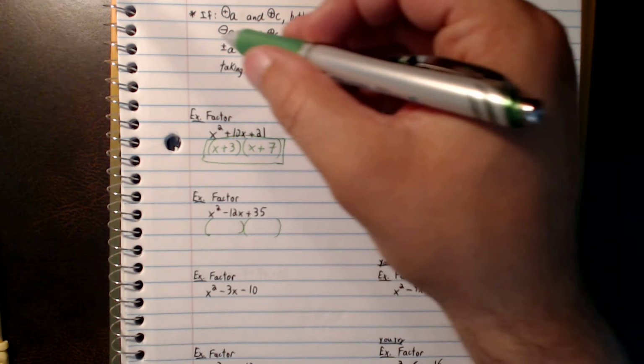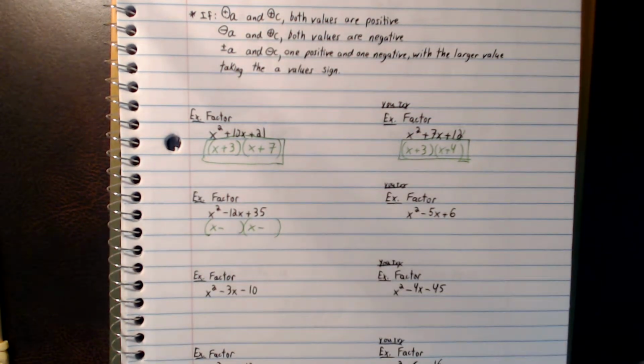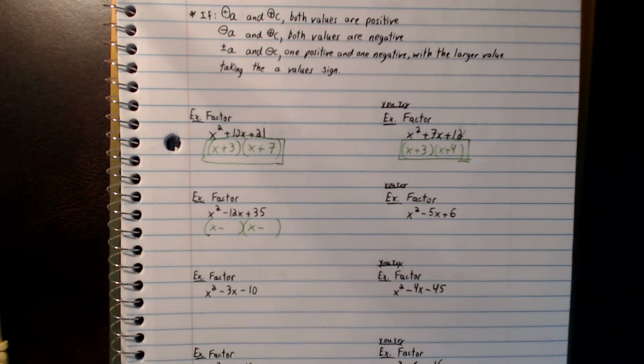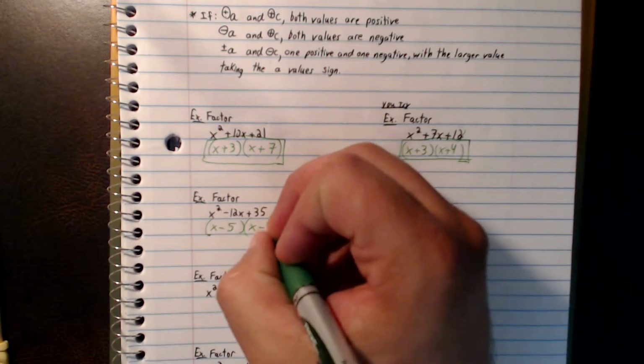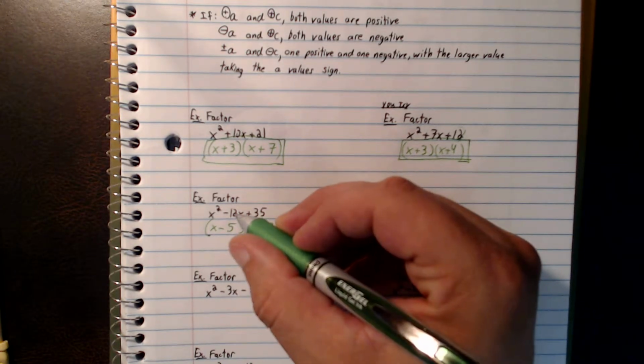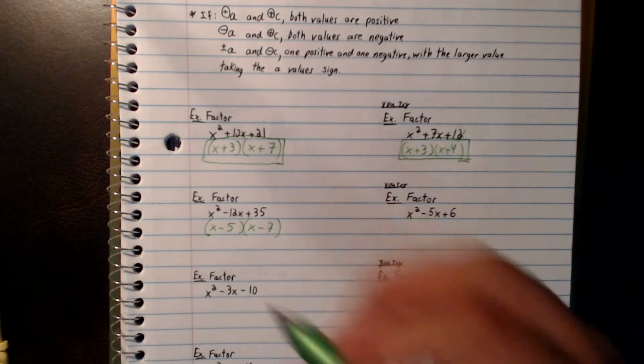That's why we wrote down this second option here, right? So I know it's going to be x minus and x minus. I've got to think about factors of 35, right? Numbers that multiply to 35. How about 5 and 7? 5 and 7 multiply to 35, and 5 and 7 is 12, and those negatives keep A and C with the correct signs.